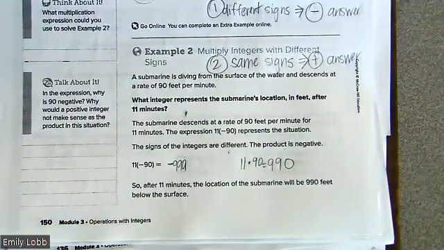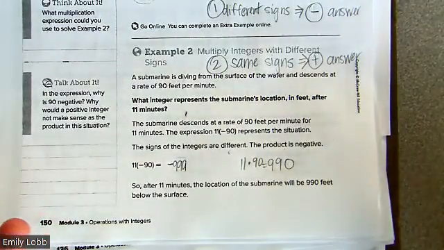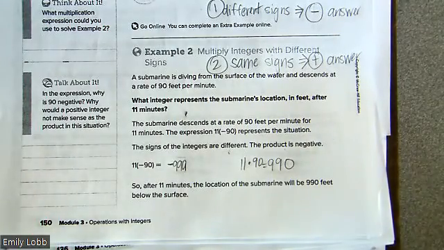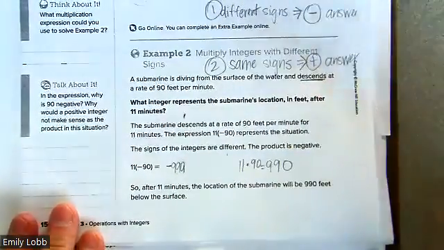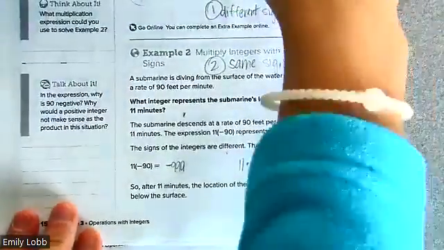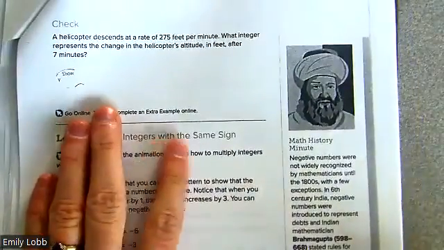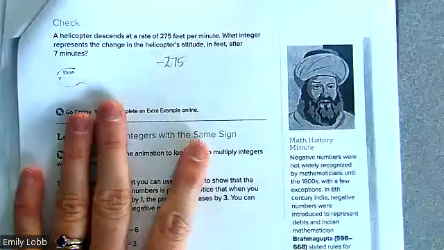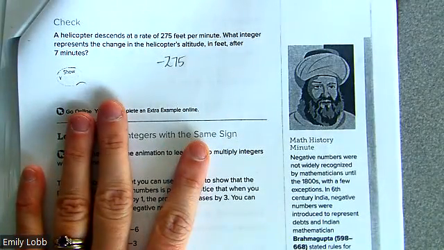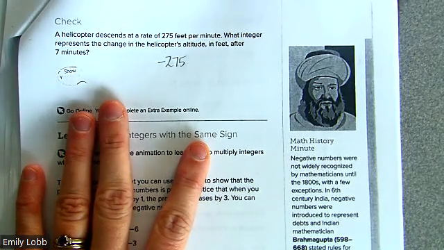All right. So same as the other one, except we're adding a little bit more level of thinking because we have a word problem. Do you see how descending has to do with negativity? Ascending would be going up and be positive. So if a helicopter descends at a rate of 275 feet per minute, that's a negative 275, right? What integer represents the change in the helicopter's altitude in feet after 7 minutes? So what are we multiplying it by?